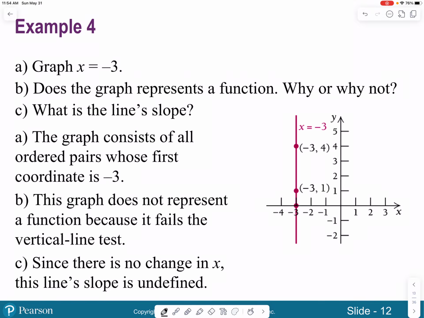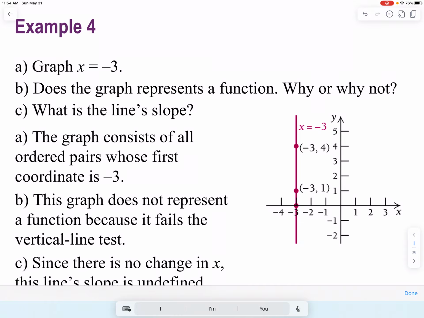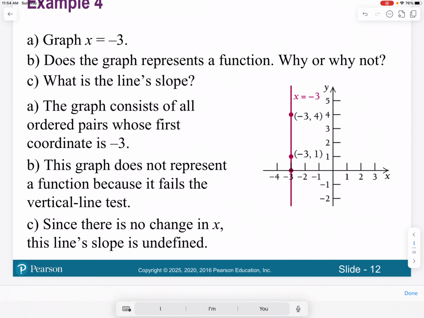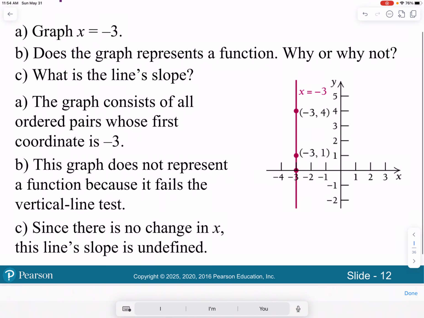And here's a typed version of what we just experienced. So the graph consists of all ordered pairs whose first coordinate is -3. So no matter what y we choose, the corresponding x is -3. The graph does not represent a function because it fails the vertical line test. Since there is no change in x, the line's slope is undefined.